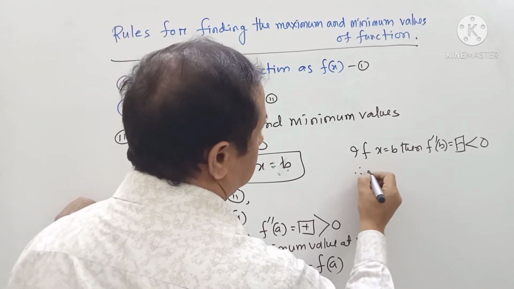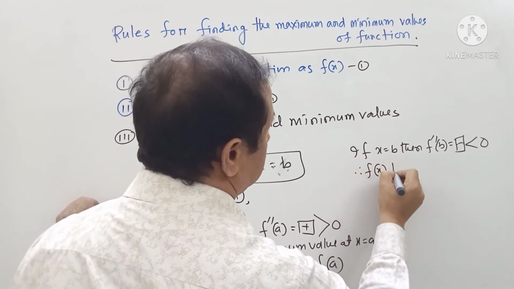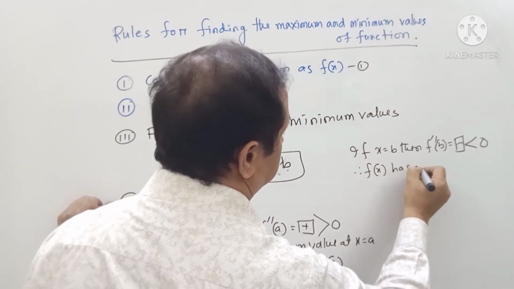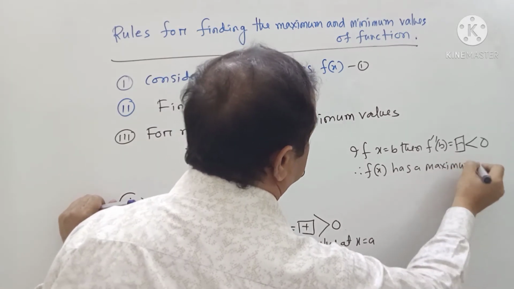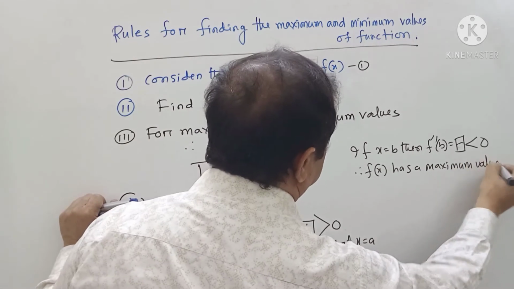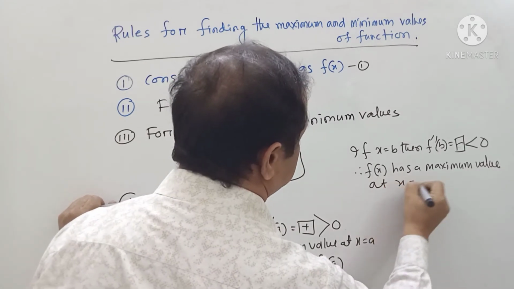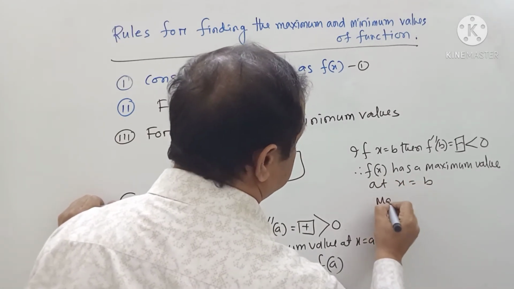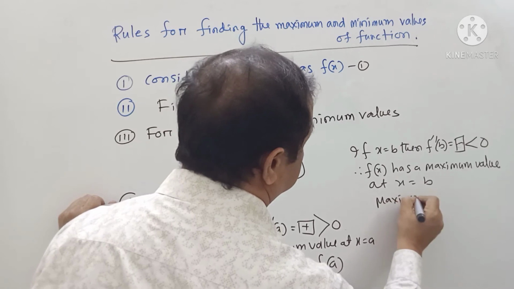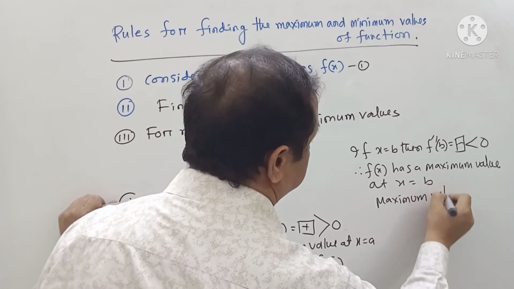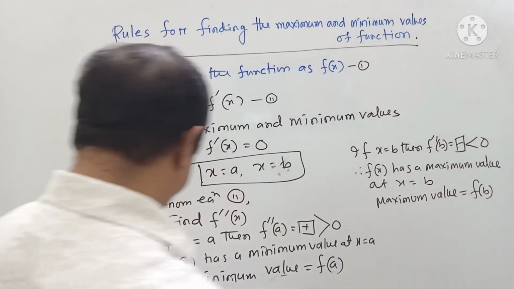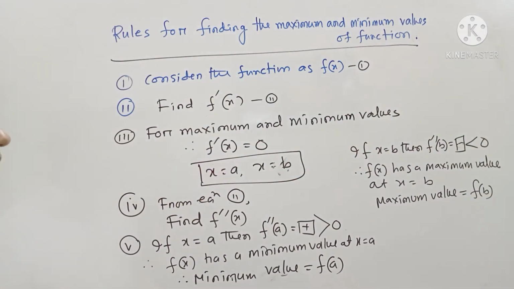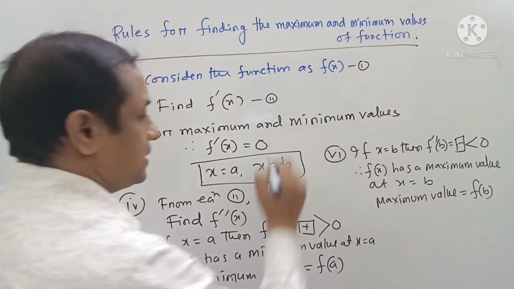Now we get f of x has a maximum value at x equals b. So maximum value equals f of b. So student, here condition number 6.